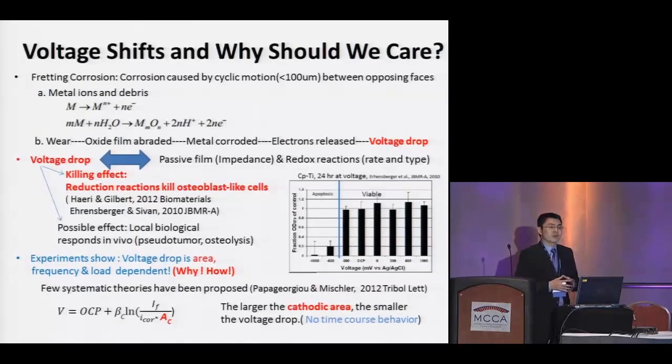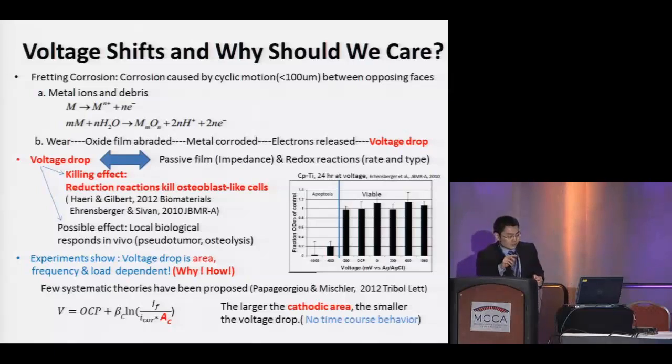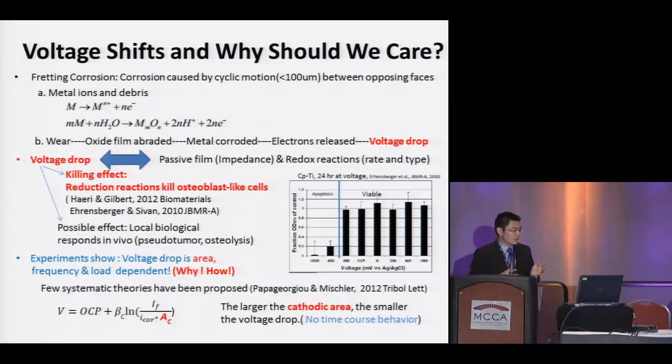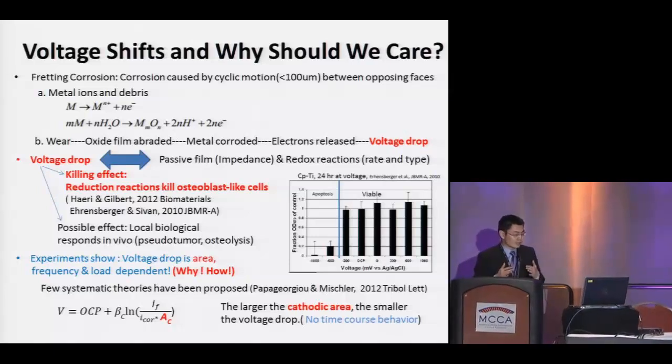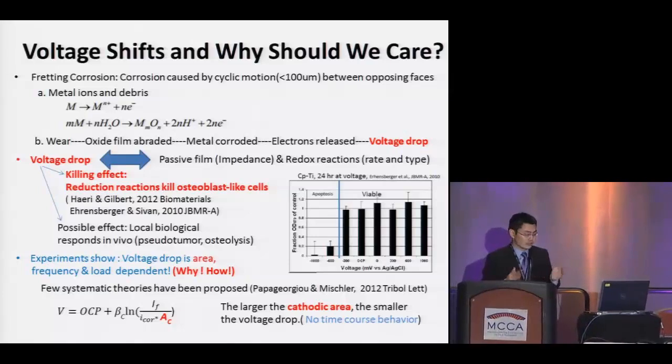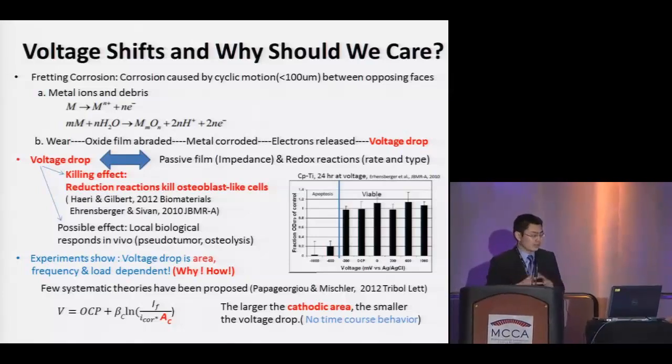So first, let's talk about what fretting corrosion is, what the voltage shifts during fretting corrosion are, and why we should care about these voltage shifts. Fretting corrosion is a corrosion caused by cyclic motions between two opposing surfaces. The outcome of fretting corrosion is that first, it will release metal ions and metal debris into the human body. Moreover, it will cause the metal oxide film to be abraded, and metal will be corroded, and electrons will be released by the corrosion reactions. And these electrons are the source of the voltage drop.